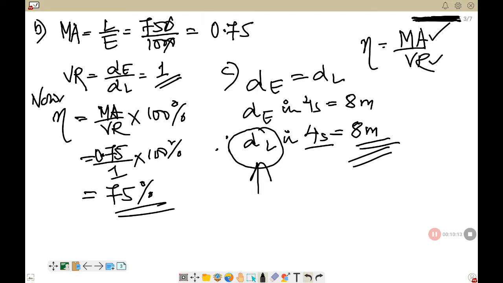Okay. Now, let's go to the next question. The next question that we are taking today is question number 4. Question number 4 says, in a block and tackle system. Now, see, we are jumping from single pulley to combination of pulleys here. So, in a block and tackle system consisting of 3 pulleys. So, how many are there? 3 pulleys. So, when we have 3 pulleys, you will have 2 pulleys in the upper block and 1 pulley in the lower block. So, you must remember that.